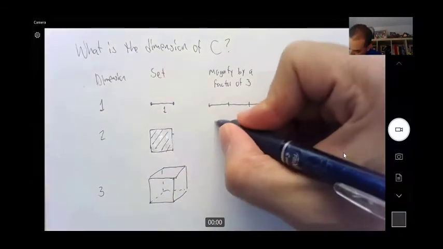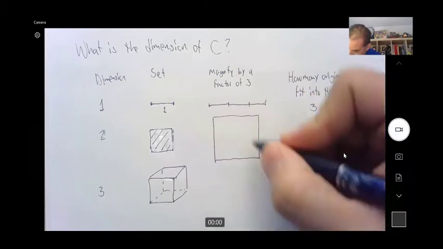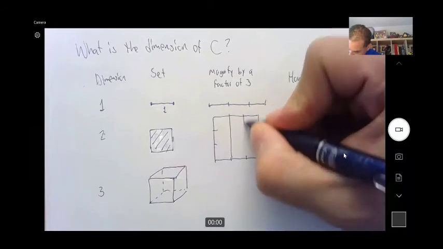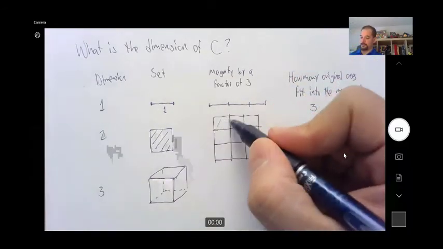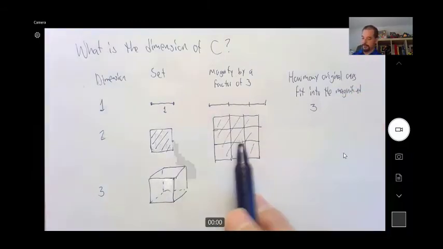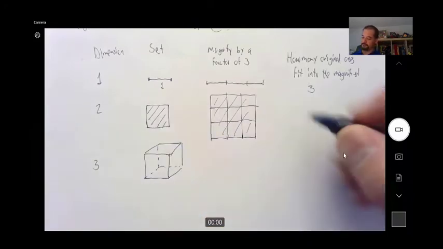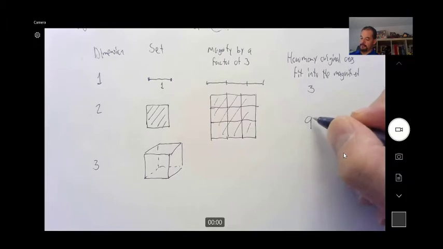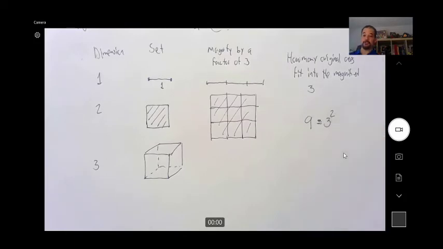So if I do the square, now what I get is a square that is 3 times as big. And then if I split it like this, how many of the original ones fit into this one? Obviously, I did not do the picture to scale. So how many of these fit in here? 9, right? And this 9 happens to be 3 squared, right? That's kind of where the dimension comes in.